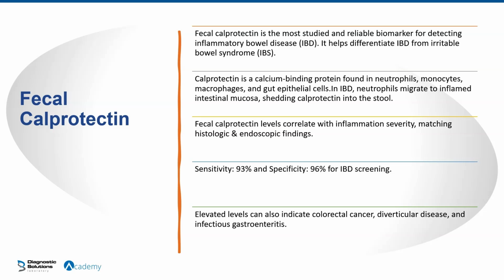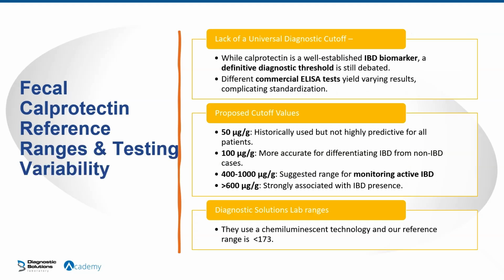Elevated levels can also indicate colorectal cancer, diverticular disease that's active, and any infectious gastroenteritis. And so if they're having an acute episode, it's not a useful marker, but if they're having a chronic diarrhea episode, it's a very useful marker. There is not a clear consensus about the cutoff for a calprotectin marker. So calprotectin is a well-established inflammatory bowel disease marker, and it definitely has a threshold, but that cutoff is not clear.